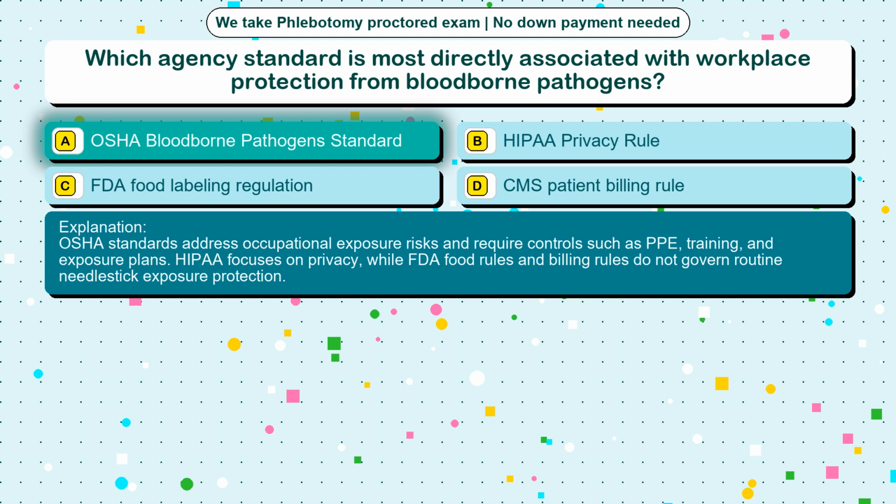HIPAA focuses on privacy, while FDA food rules and billing rules do not govern routine needle stick exposure protection.